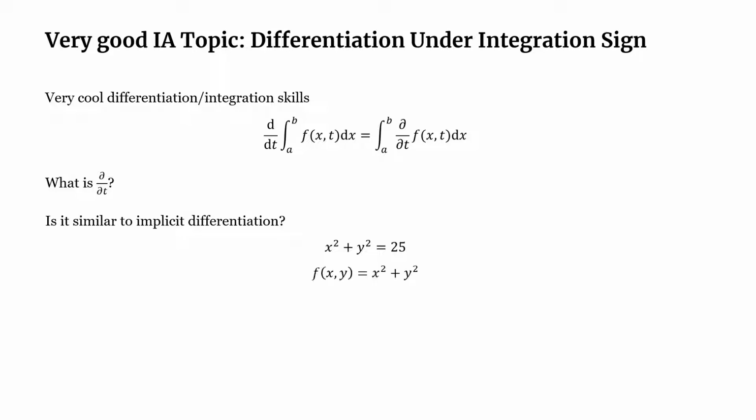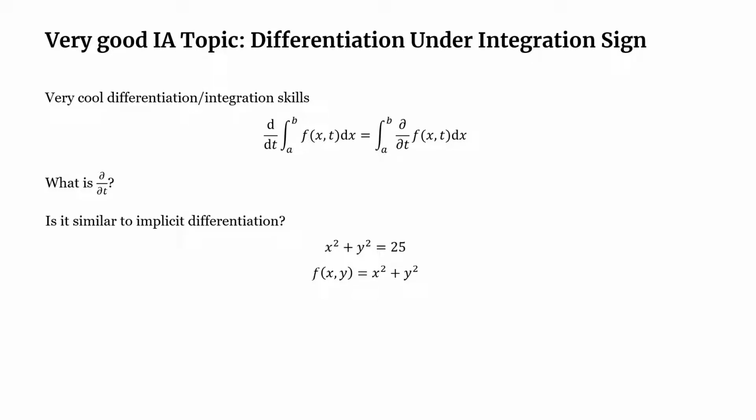The partial derivative, on the other hand, is used for functions of multiple variables. It involves taking the derivative of a function with respect to one of the variables while considering the other variables as constants. This is particularly useful when dealing with multivariable functions. So here's a quick example. For example, x squared plus y squared equals 25.